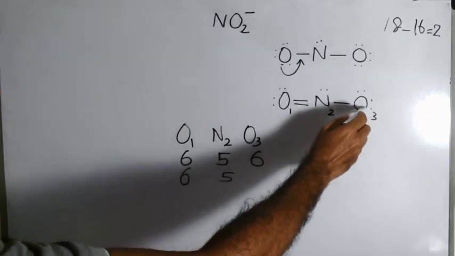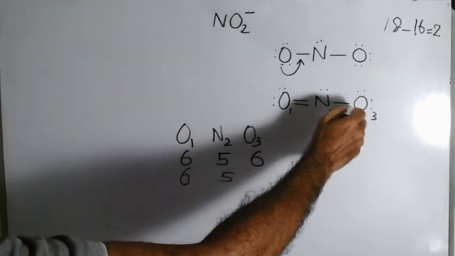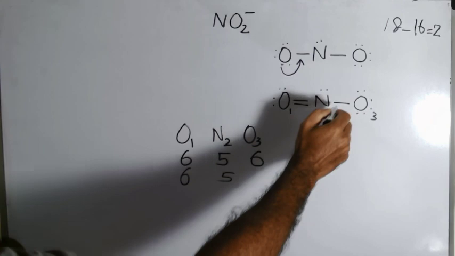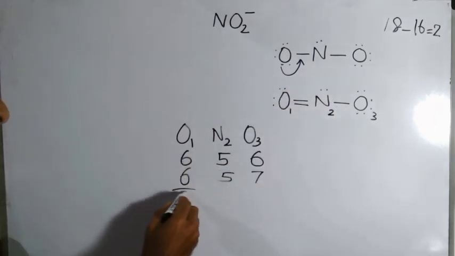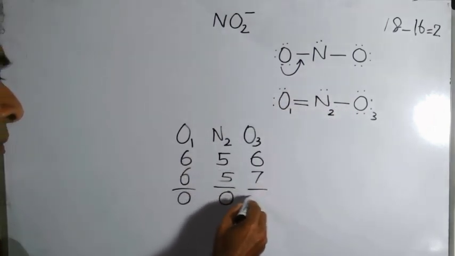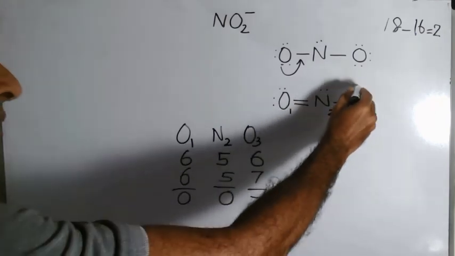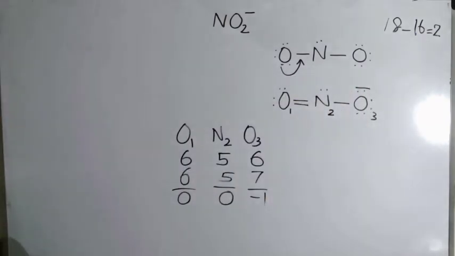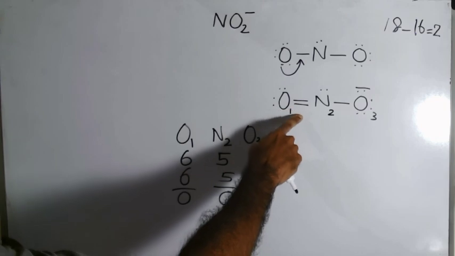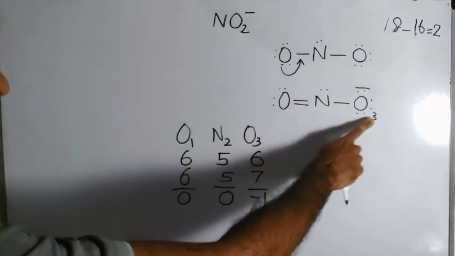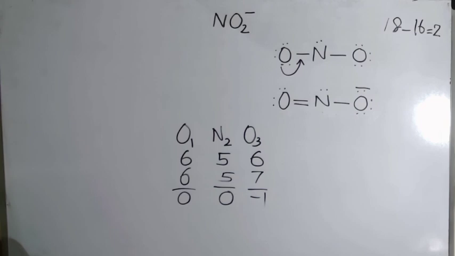So finally, this oxygen has 3 lone pairs with 1 electron. That means here 0, 0, minus 1. That means the negative charge should go to oxygen number 3. So I can remove the numbers now. Then it is clear. This oxygen with the single bond has the negative charge.